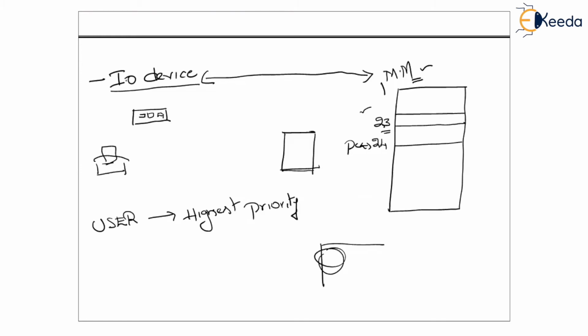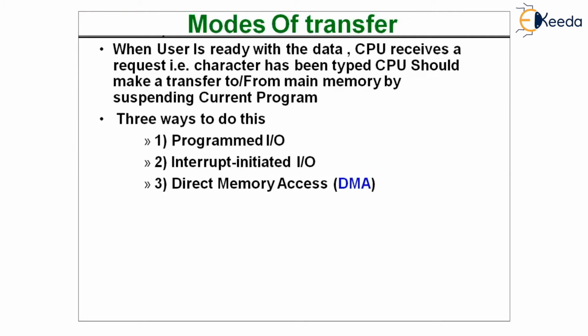Now the eventual job of the CPU is to make a transfer from peripheral device to the main memory or from main memory to the peripheral devices. This is what is going to happen every time when a user tries to request the CPU. This transfer can happen in three ways. That is all about modes of transfer. The CPU will be able to send or receive the data from the peripheral devices to and from the main memory in three ways.